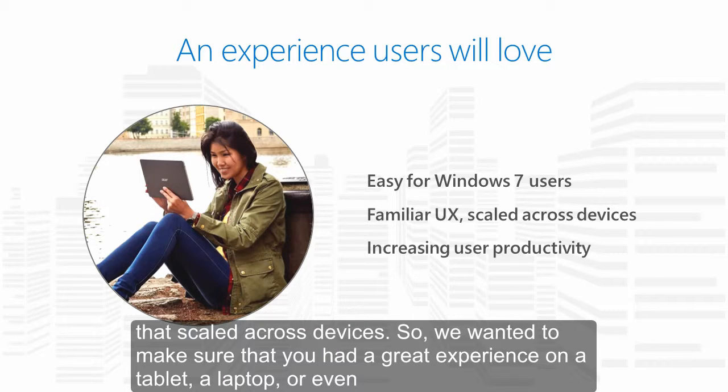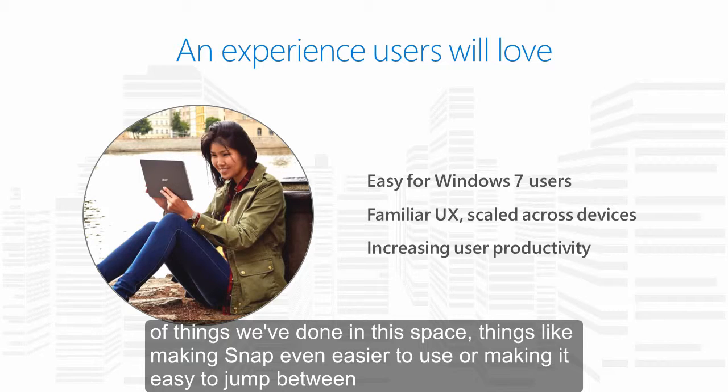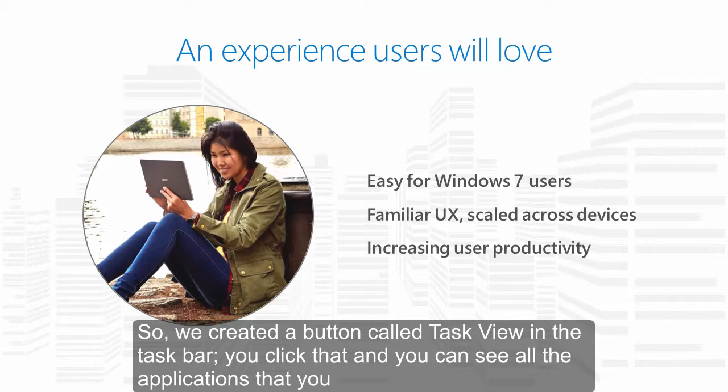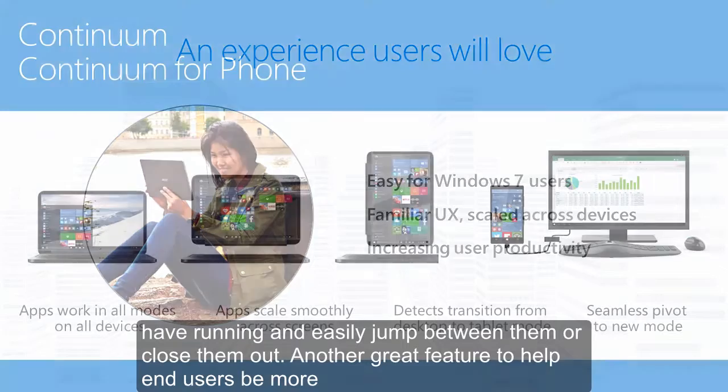We also wanted to create a familiar experience that scaled across devices. So we wanted to make sure that you had a great experience on a tablet, a laptop, or even a device like a Surface Hub. And last but not least, we wanted to help increase user productivity. There's a bunch of things that we've done in this space. Things like making Snap even easier to use, or making it easy to jump between applications. Because we found that a lot of people didn't know how to jump between applications using the keyboard. So we created a button called Task View in the taskbar. You click that and you can see all the applications that you have running and easily jump between them or close them out.